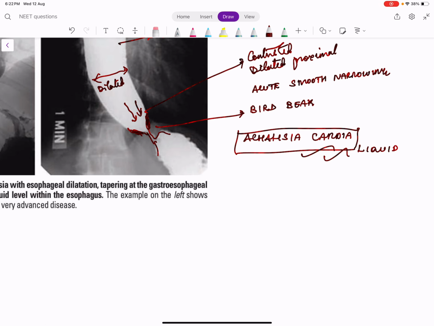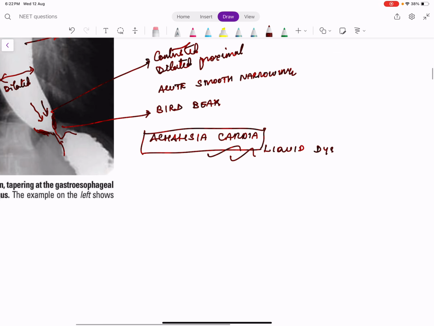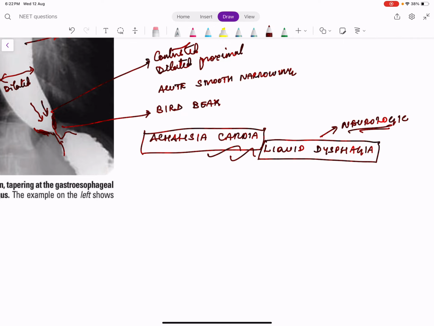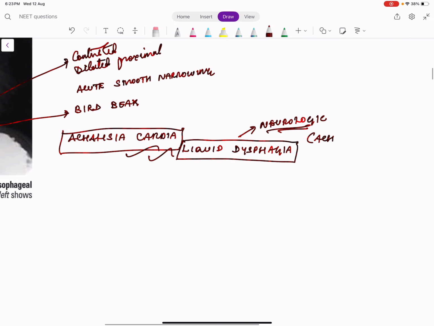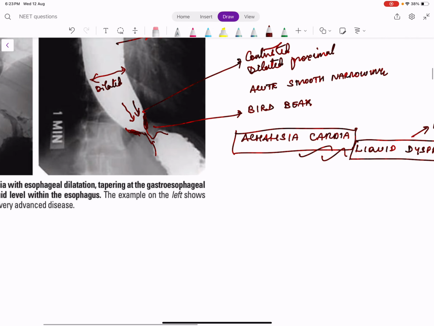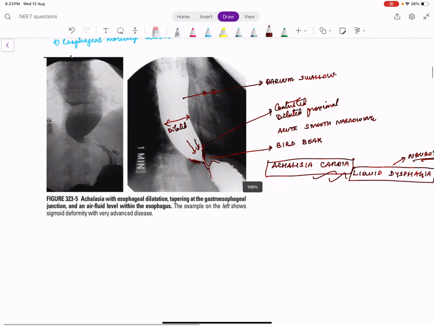So liquid dysphagia. Always remember, solid plus liquid dysphagia is a structural disorder like a stricture or a malignancy or a mass. Liquid dysphagia is almost always neurologic. So one cause of neurologic dysphagia is obviously achalasia. Why does the esophageal motility disorder occur? Because there is a problem with the neurons, a problem with the myenteric plexus, right?